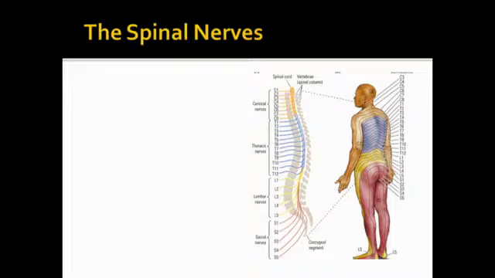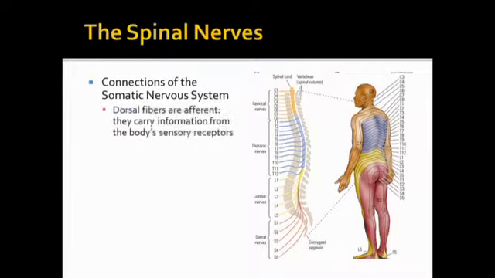Okay, moving right along to the spinal nerves. We talked about the cranial nerves, which are controlled by the brain. The spinal nerves are controlled by the spinal cord. These are both part of the somatic nervous system. The spinal cord is essentially a string of 31 pairs of nerves that go all along your back. I've talked about it previously, I believe, and it makes connections with the somatic nervous system.